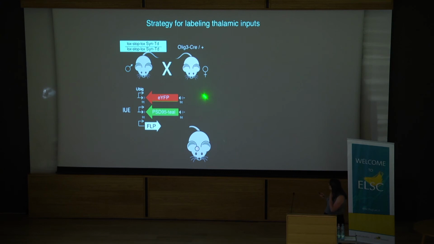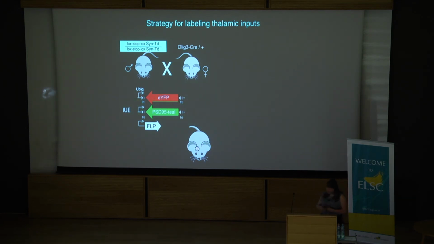And so this is a combination of the molecular labeling strategy that I showed before with a genetic labeling. What we do is we have a mouse, an Olig3-Cre, which is a thalamus-specific Cre. We cross this thalamus-specific Cre to a mouse that is a lox-stop-lox synaptophysin-tdTomato, which marks presynaptic boutons. The progeny of this cross should have all their boutons labeled in red. And then when this mouse is pregnant, we do the in utero electroporation as before.